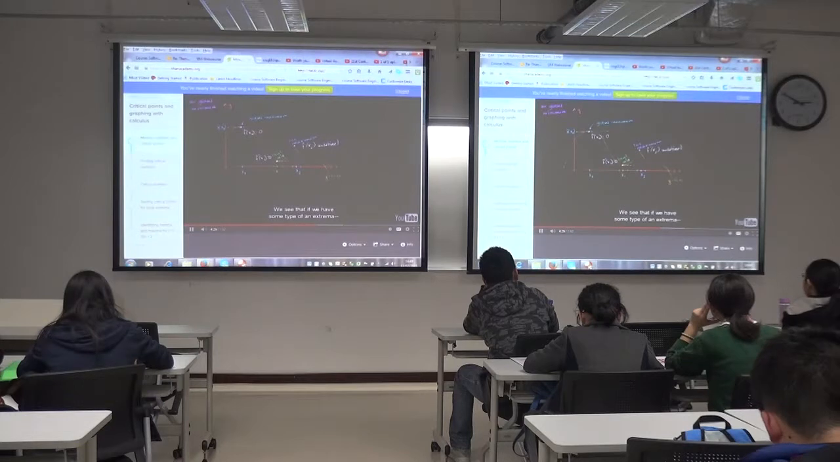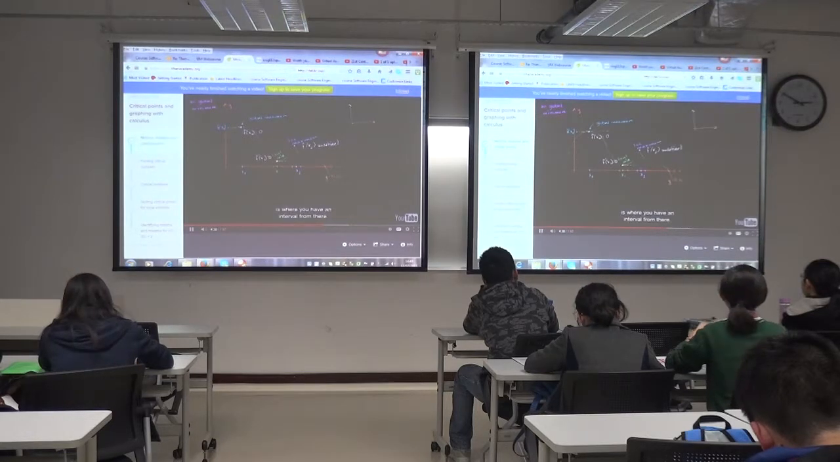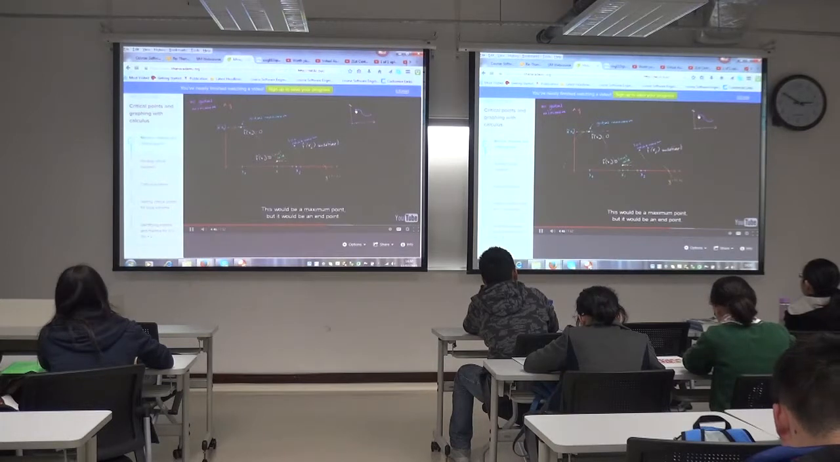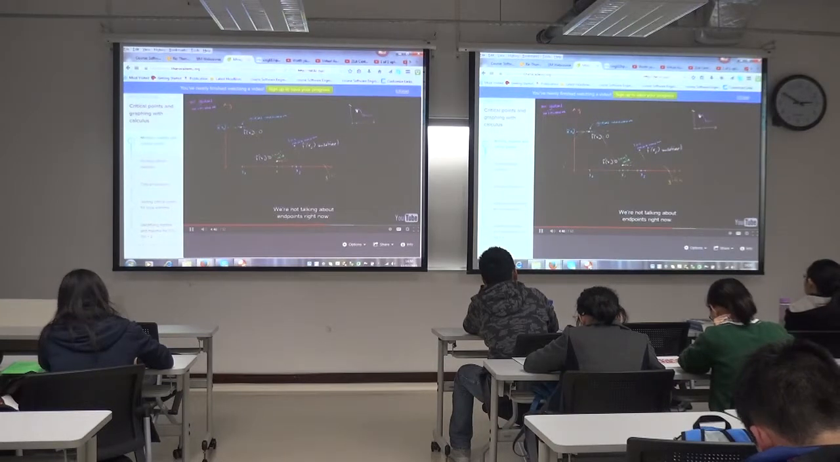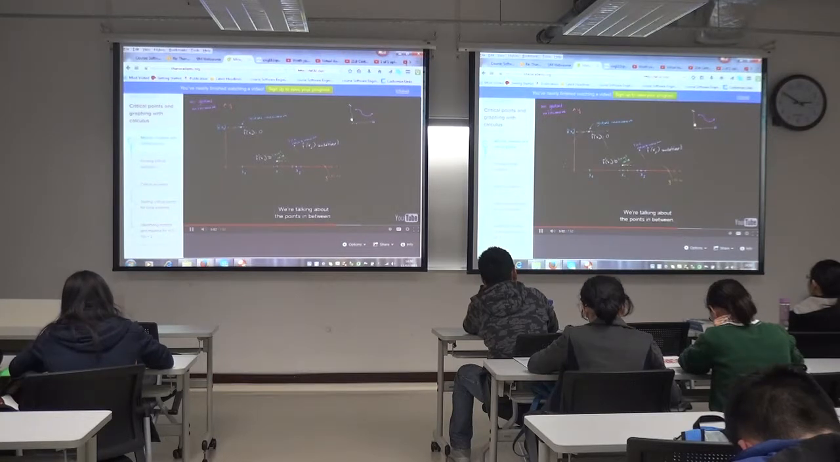We see that if we have some type of extrema, and we're not talking about when x is at an endpoint of an interval, just to be clear what I'm talking about, let's say we have an interval and the function starts right over there and then keeps going. This would be a maximum point, but it would be an endpoint. We're not talking about endpoints right now. We're talking about when we have points in between, or when our interval is infinite. So we're not talking about points like that or points like this. We're talking about the points in between.